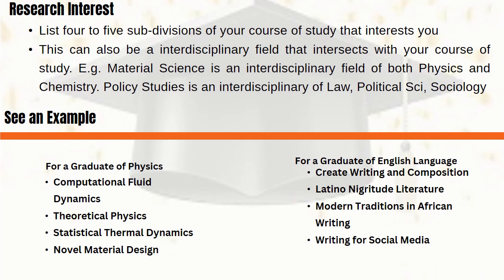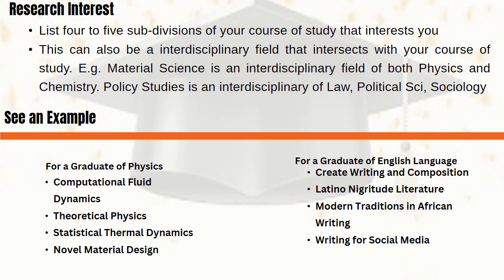Number three item on your academic CV should be your research interest. The research interest should be 4 or 5 subdivisions of your course of study that interest you, that you wish to pursue at the postgraduate level. Your research interest could also be an interdisciplinary field that intersects with your course of study.